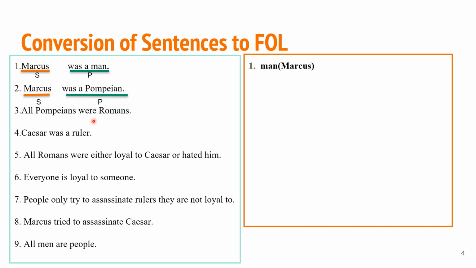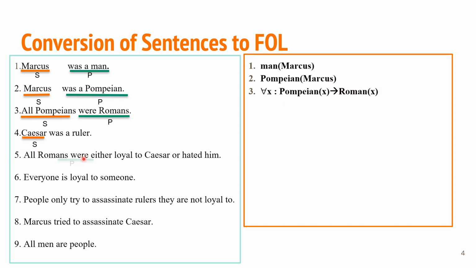The next one is Marcus was a Pompeian. So here Pompeian is a predicate. Therefore Pompeian of Marcus. And the third one is all Pompeians were Romans. This sentence differs from the previous sentences. Here we have a quantification called all. To represent the quantification, we introduce a variable x and the quantifier for all x. If we are using for all x or any quantification, then that sentence can be represented in if then format. The subject is represented in the if part and the predicate is represented in the then part. So if x is a Pompeian, then x is a Roman.